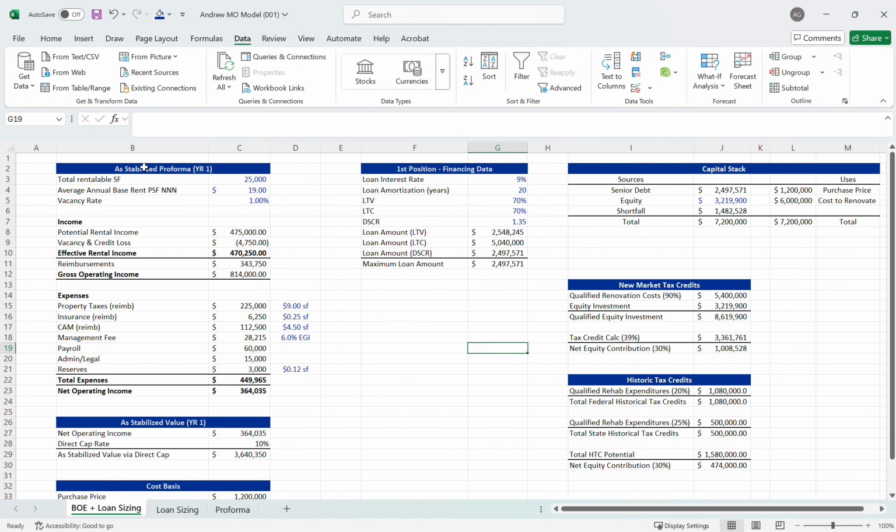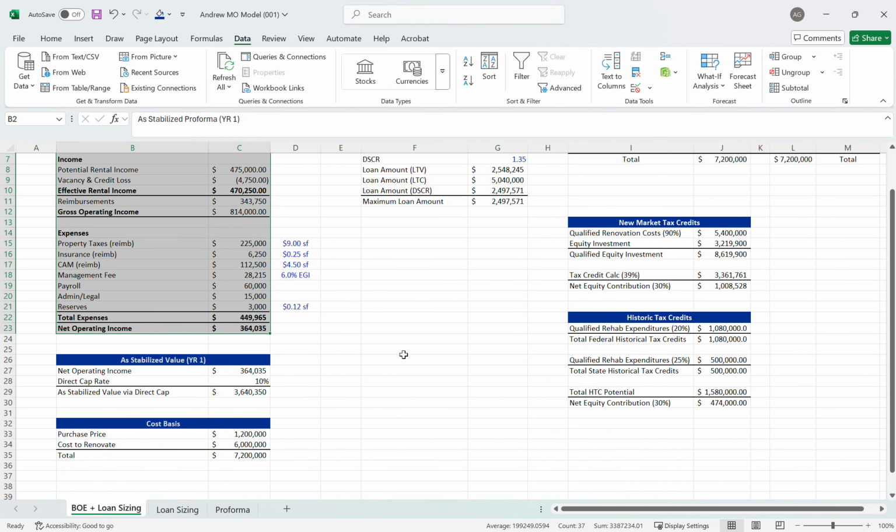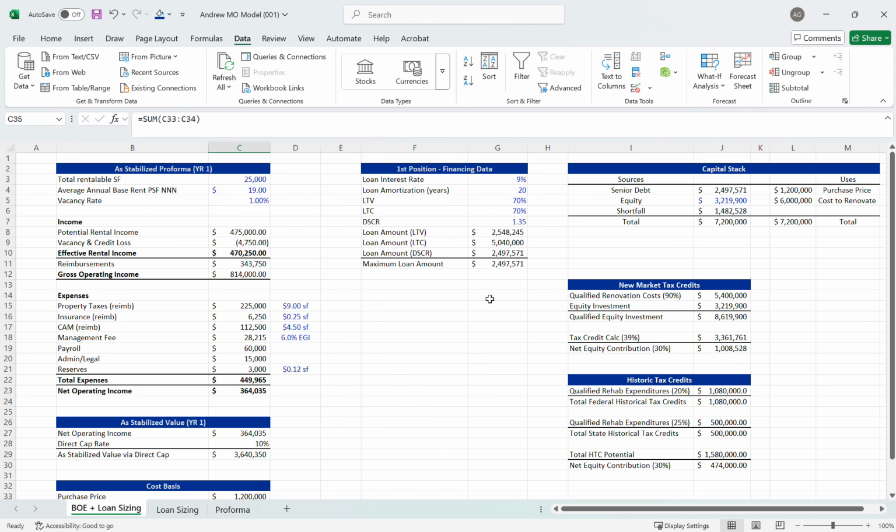So I basically built a year one stabilized pro forma, and then from there I calculated an underwritten value, an appraised value, as you may call it. This is also the sum of the cost basis. The first step in calculating your capital stack and your potential shortfall is calculating your maximum loan amount. So we have DSCR constrained, LTC, and LTV constrained. The maximum loan amount is DSCR constrained.